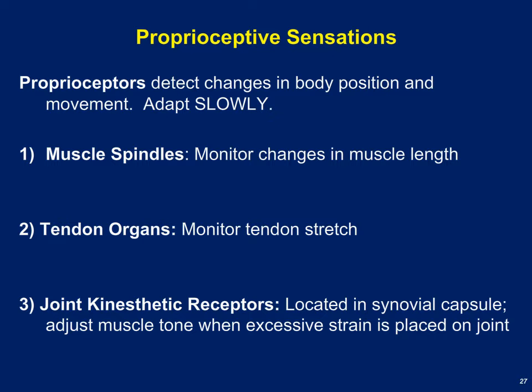These joint kinesthetic receptors are located in the synovial capsule of our synovial joints and they're responsible for informing the cerebral cortex as well as unconscious areas of the brain about the relative stress within a joint cavity. Now your textbook goes into a lot more detail about the three different types of proprioceptors, so be sure to read about these in your textbook.